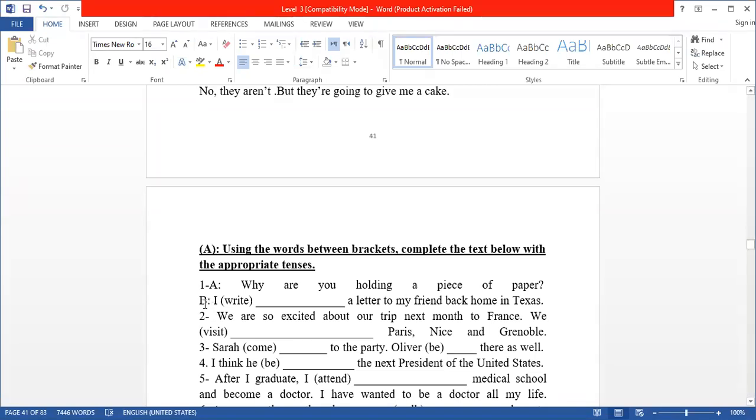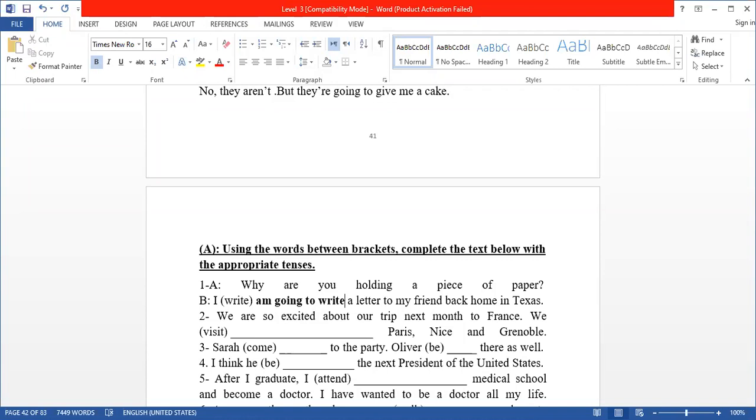B: Because I'm going to write a letter to my friend back home in Texas. Yeah, we are going to use going to. So I'm going to write. Here, with I, I use am. I am going to write a letter. I put the verb between brackets in its suitable tense. I used going to.